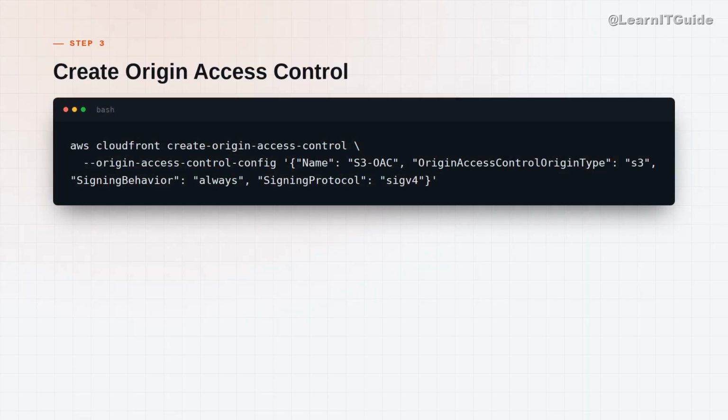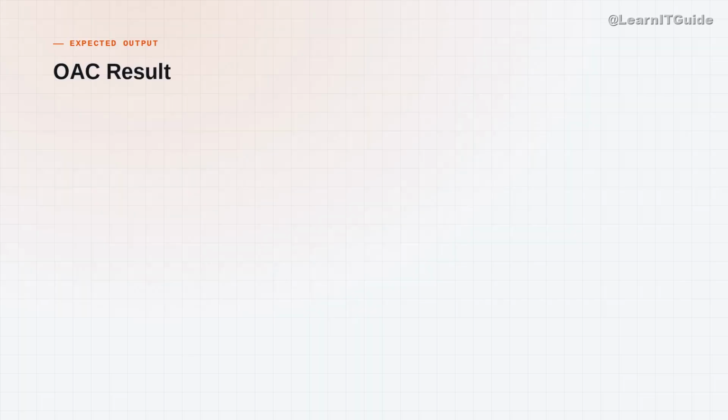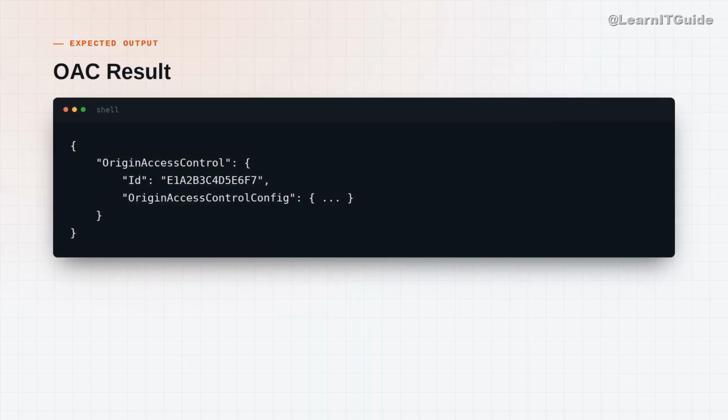We must create an Origin Access Control, or OAC. This is the mechanism that allows CloudFront to sign requests to S3. By using the always signing behavior, we ensure that every single request is authenticated. This replaces the deprecated Origin Access Identity. The output gives you the ID of your OAC. Copy this ID. You will need it in the next step to attach the bucket policy. Without this ID, S3 will reject the request from CloudFront because it won't know they are authorized.